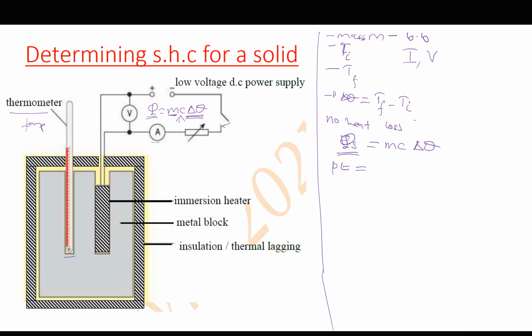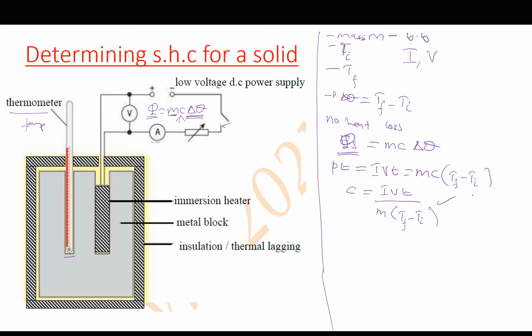And because we have a steady current and a steady voltage, the power will be I times V, so the energy is I times V times t. So this will be equal to mc times the change in temperature, which will be T final minus T initial. So if only one set of values is obtained, then I can obtain the specific heat capacity to be equal to IVt divided by m into T final minus T initial.